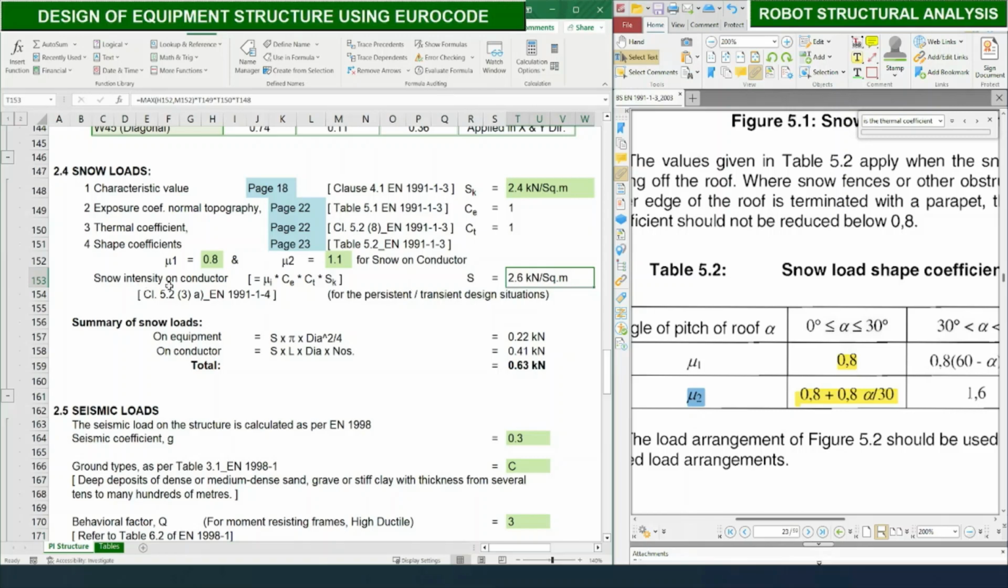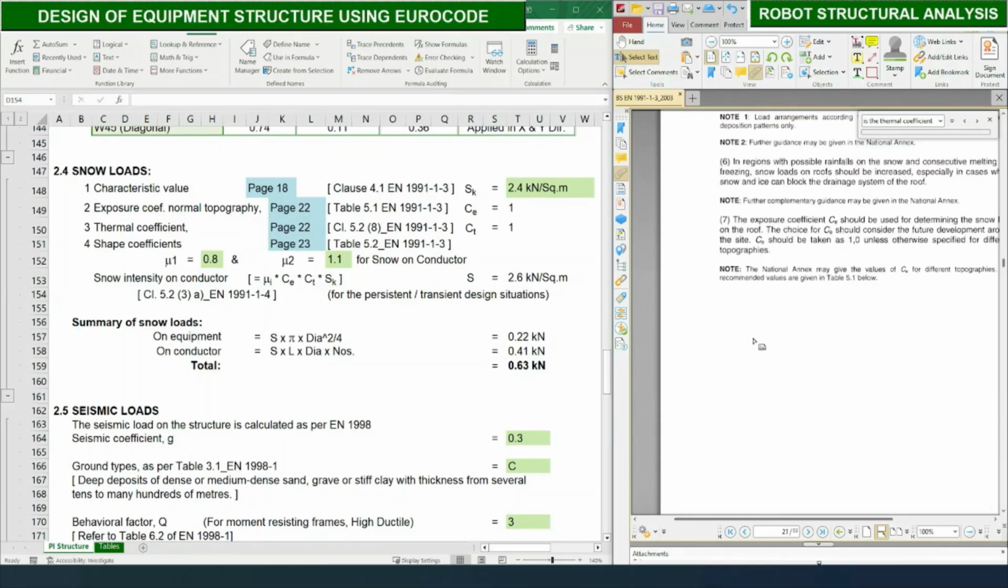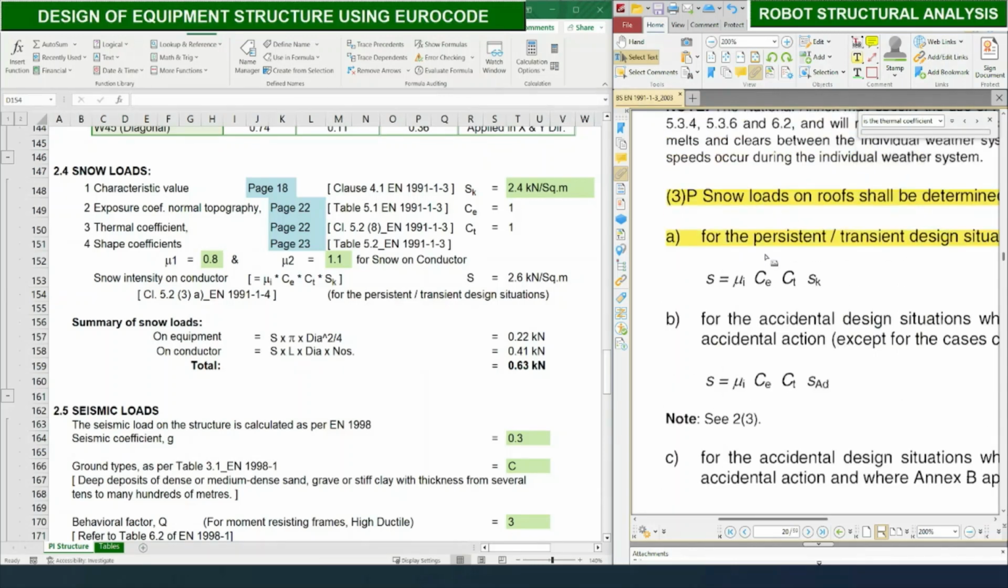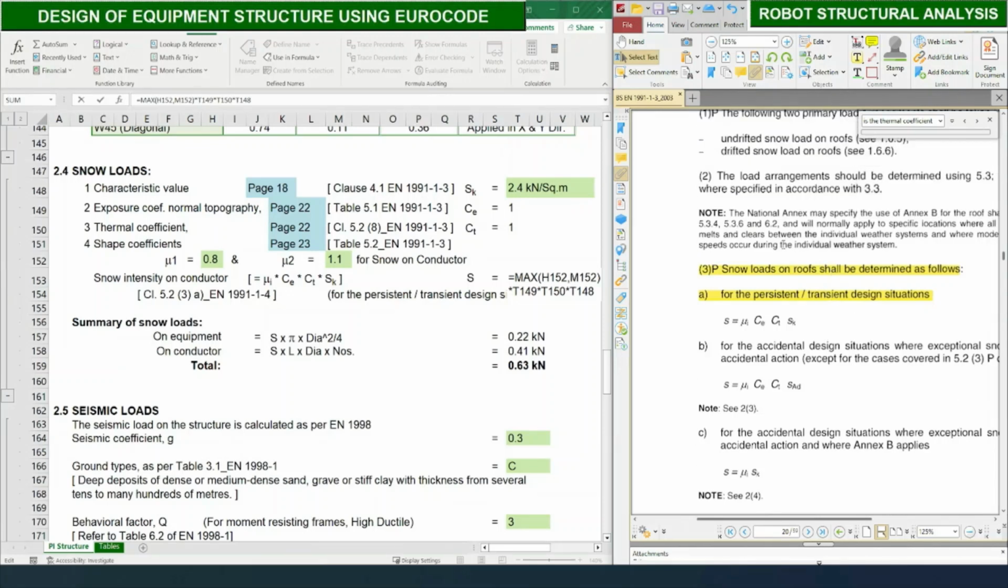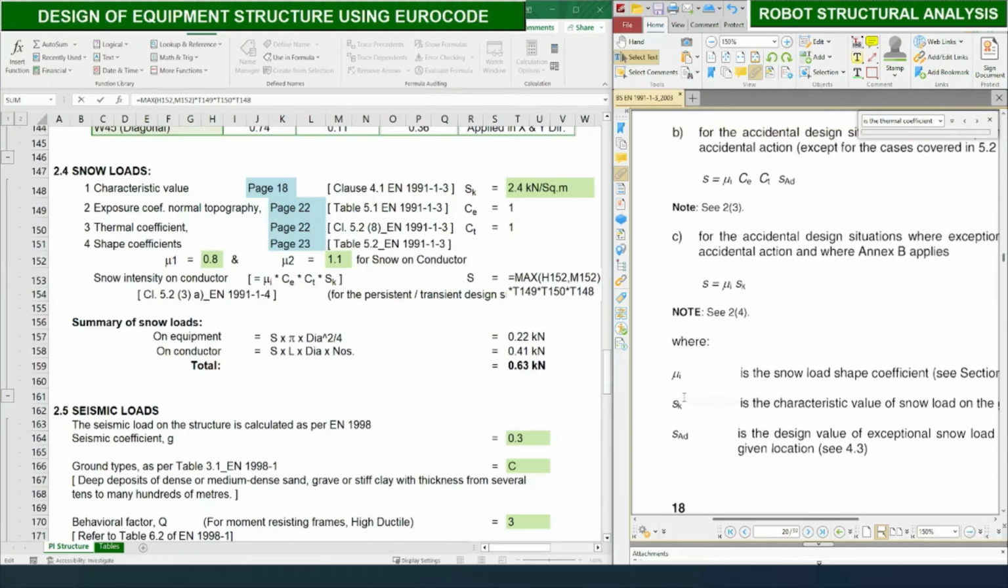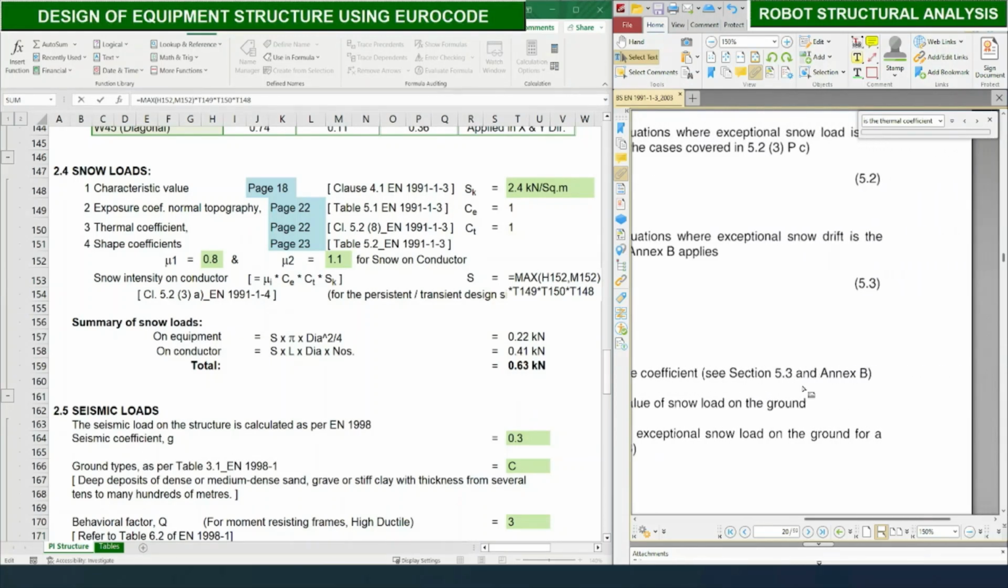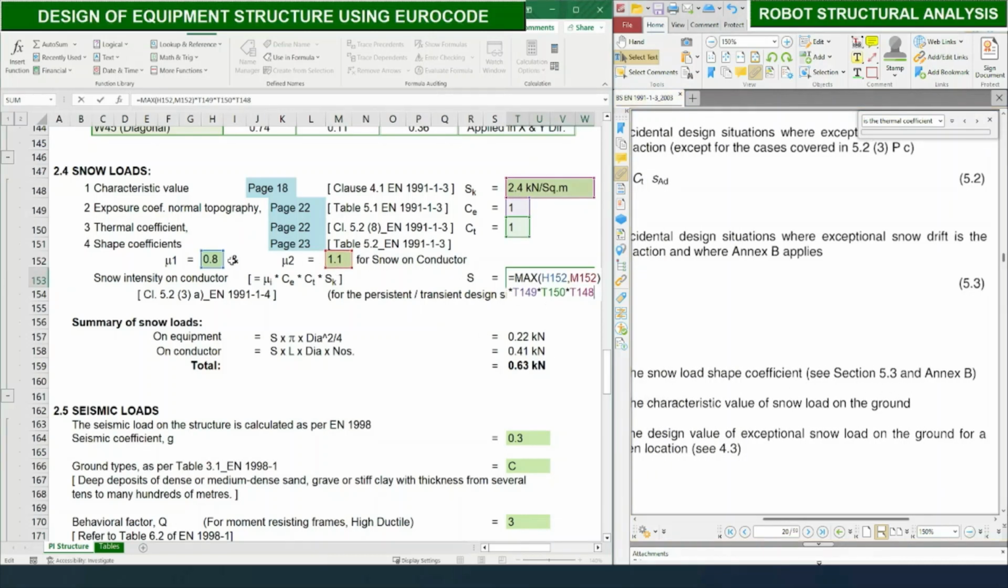Now we need to calculate the snow intensity on the conductor based upon clause 5.2. In the right-hand side PDF, you can see for persistent or transient design situations, this is the equation to find the snow intensity on the conductor. We are just multiplying SK, CE and CT along with mu 1 and mu 2. The definition of mu I is also given in this clause: mu I is the snow load shape factor, see section 5.3 and annexure B. We had calculated that also. So this is the snow intensity on the conductor.